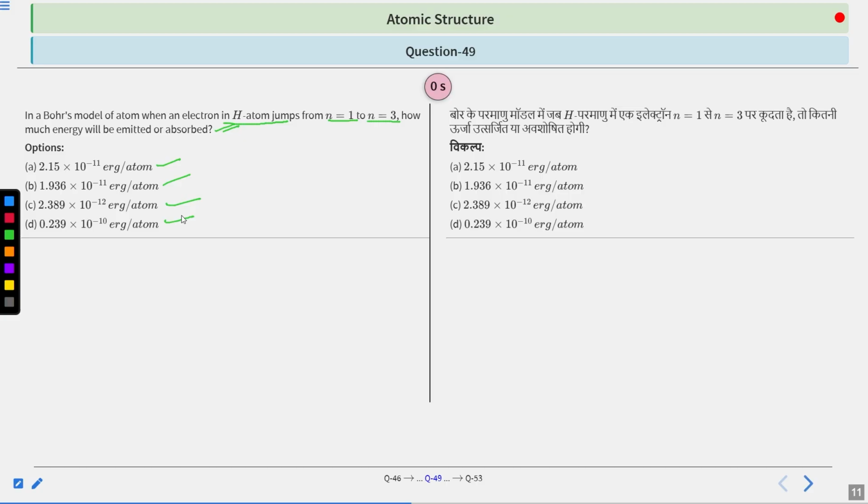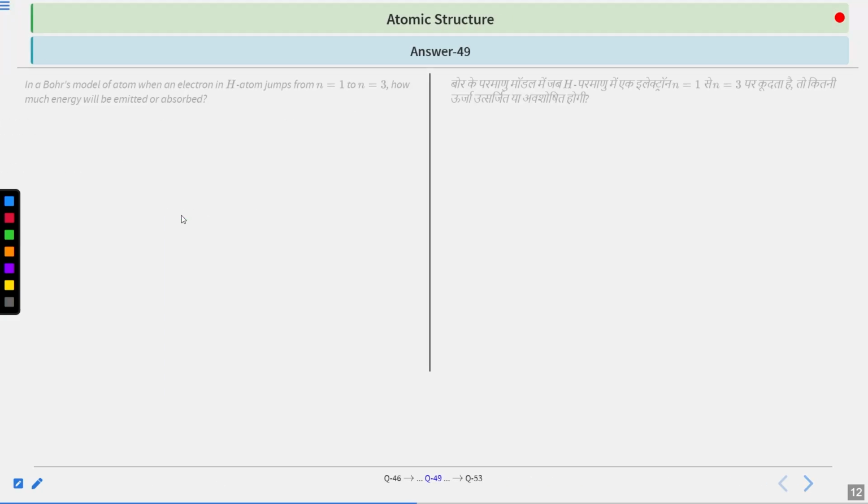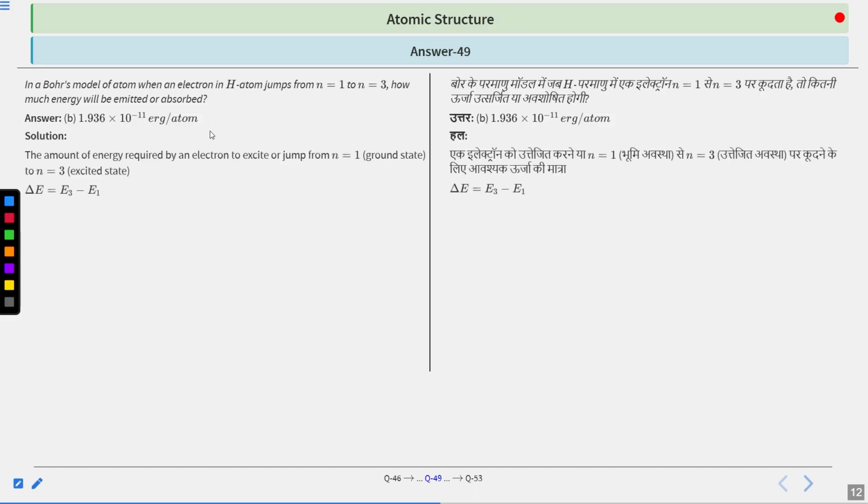Now let us see the solution. The question says that you are doing a transition, going from n equals 1 to n equals 3. You have to see how much energy will be emitted or absorbed. You have to decide whether it is emitted or absorbed depending upon the energy value we get, whether it is negative or positive, and what the magnitude of that energy is. The energy that will be exchanged is 1.936 into 10 to the power minus 11 erg per atom, which is option B. How will we find it?